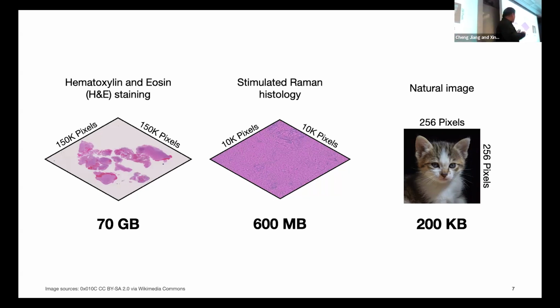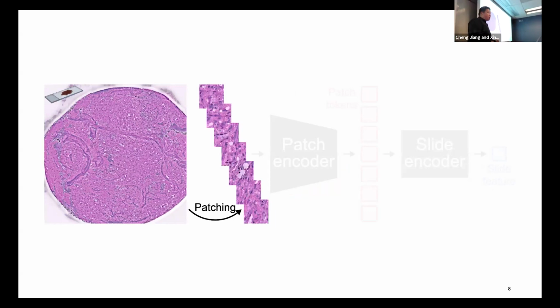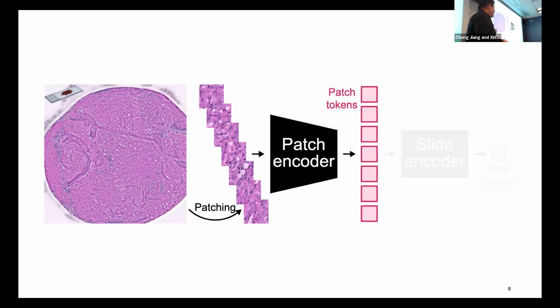So what a lot of prior work has done is essentially patch these whole slide images into smaller patches, right? That's a solution to handle this huge size. So when we have a whole slide image, we patch it into smaller sizes, maybe 256 by 256 or something similar, that we can easily digest with modern techniques. Then we use a patch encoder to encode each patch, and from each patch we have some kind of patch token to represent it.